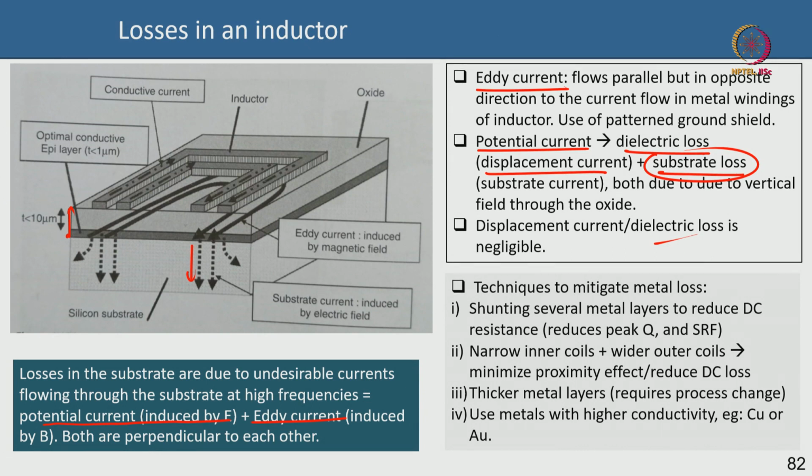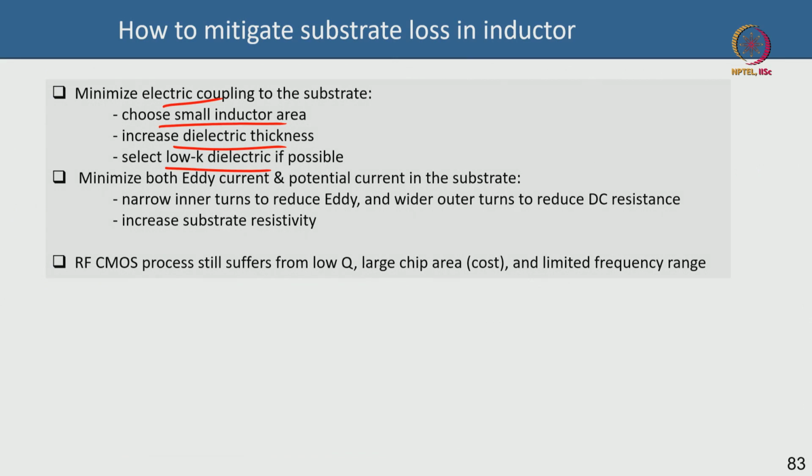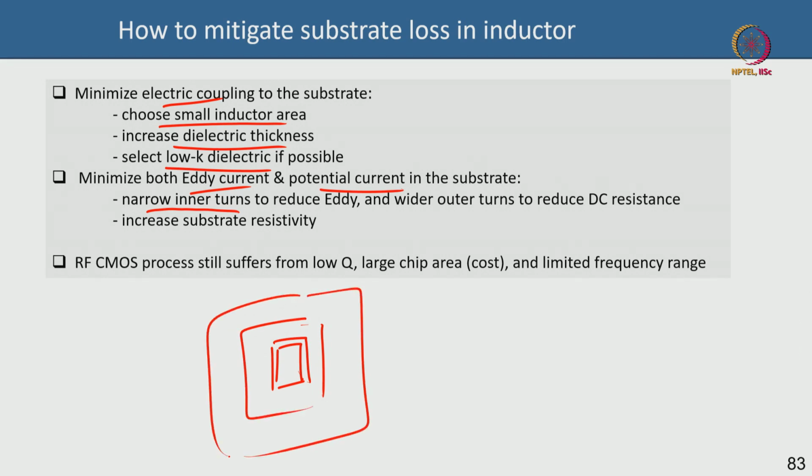The foundry that you are using for fabricating may not allow you to use a very exotic or a new dielectric. They will have a set process, and you have to stick to that process. Then you can reduce eddy current and potential current by this same thing I told. You have to have very narrow inner turns and then wider outer turns. That will reduce the DC drop, and apparently it also reduces eddy current, because the narrower turns inside will try to reduce the eddy current, and the wider turns outside will reduce the DC drop.